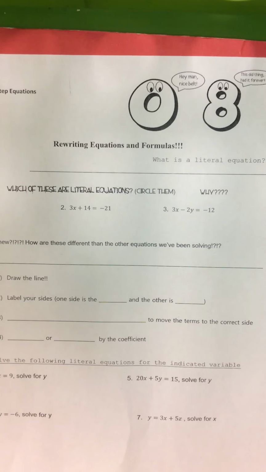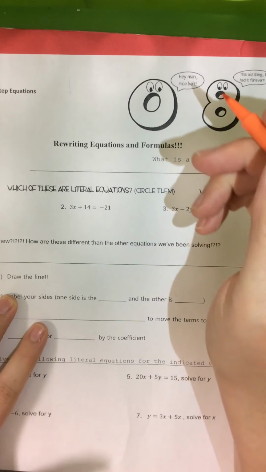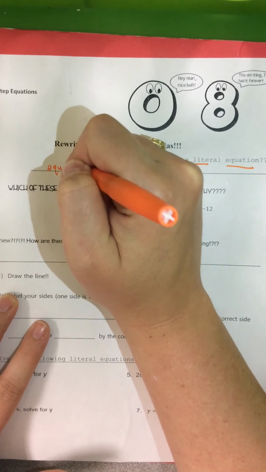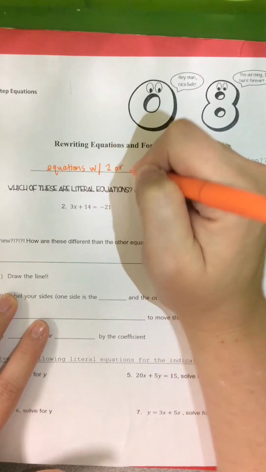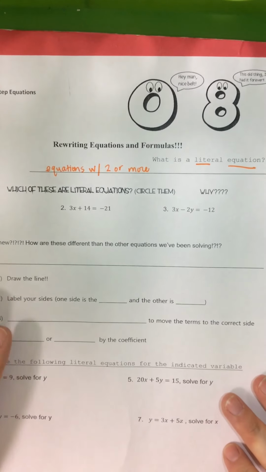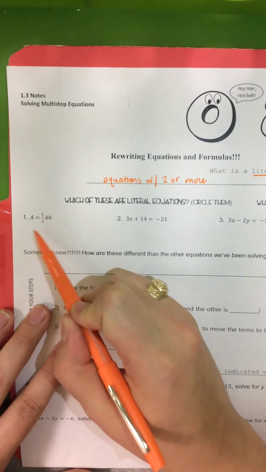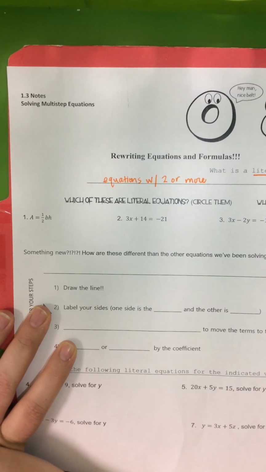So first thing we're going to do is talk about a literal equation. A literal equation is just an equation with two or more variables. Until now we've only had one variable, but now we're going to have two or more. Remember, your variables are your letters. So instead of just having an x, we may have multiple letters. Like this first one, we've got area equals 1/2 base times height. That's how you find the area of a triangle.